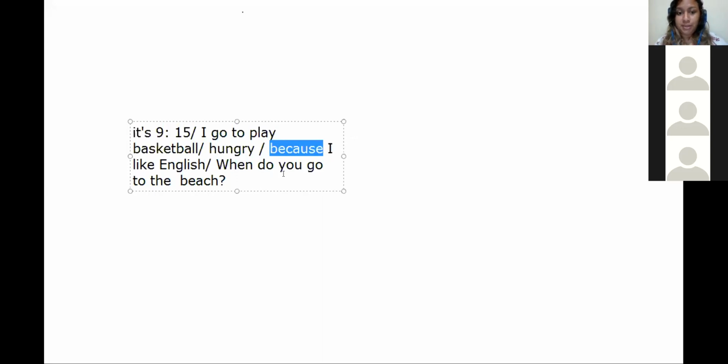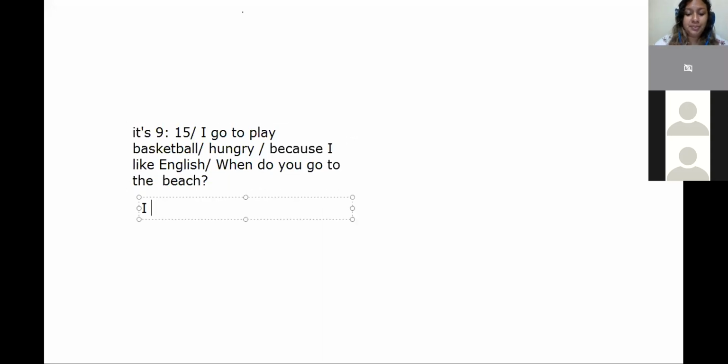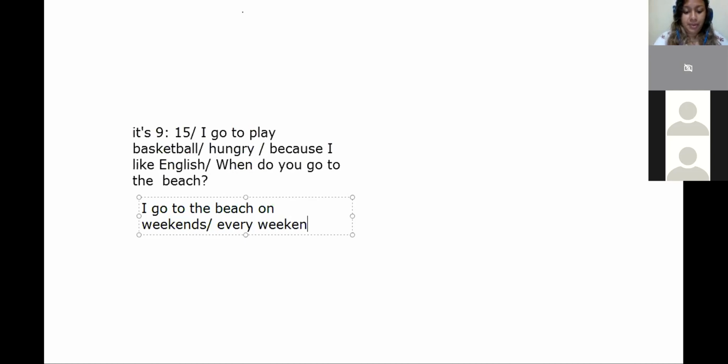When do you go to the beach? ¿Cuándo vas a la playa? I go to the beach, for example, every weekend. Okay. On weekends, every weekend is another good option. Very good. Okay, esta pregunta es rutinaria. On the weekends or every weekend? Every day. Or every day if you live at Puerto de la Libertad, right? Yes. Okay. Good job.